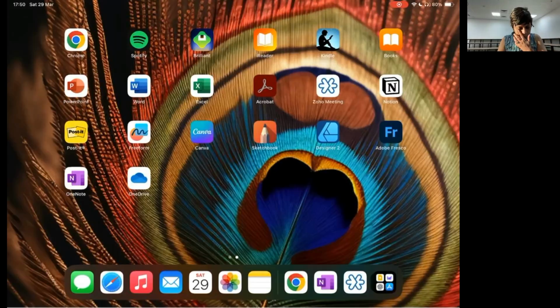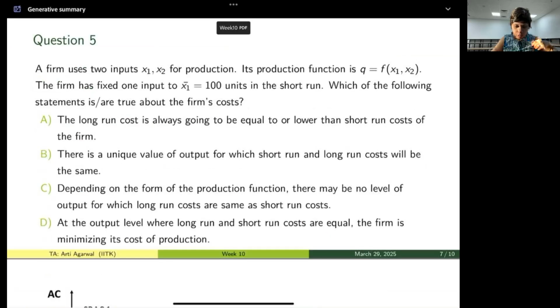Let's go to this. I think there are two related questions, still like the last few questions. So you're given a function q is equal to f of x1, x2. You're asked which of the following statements is or are true about the firm's cost. So I'll just let you read it and think a bit for a few minutes.